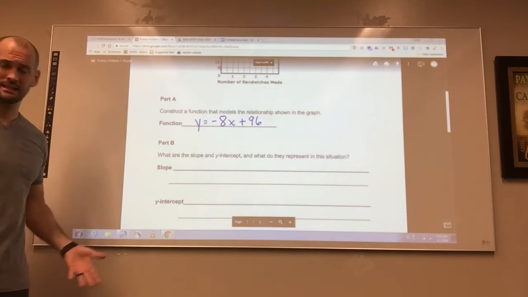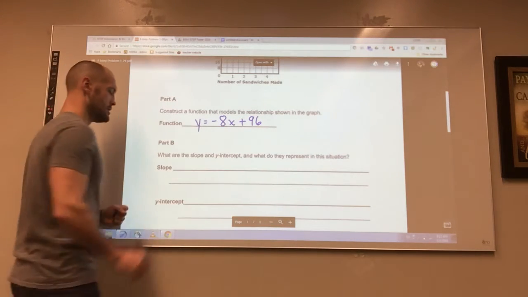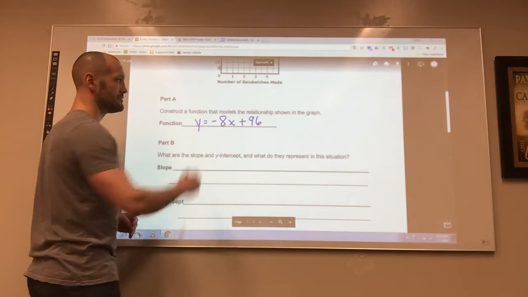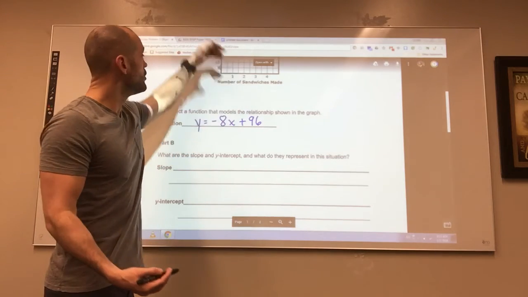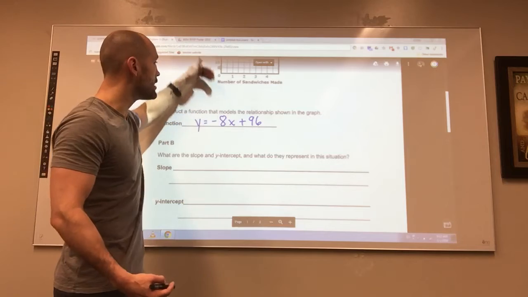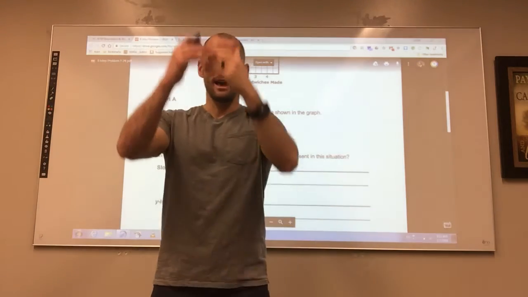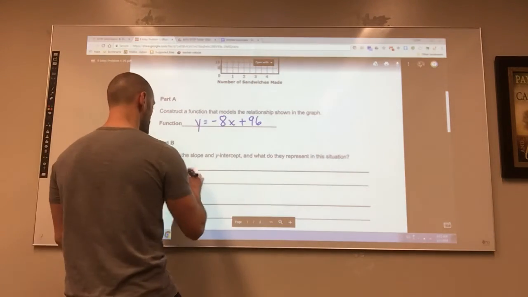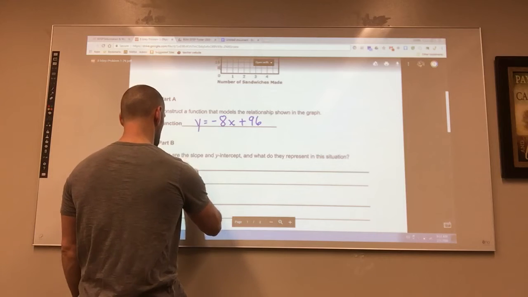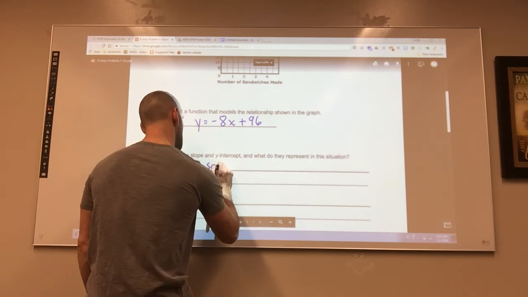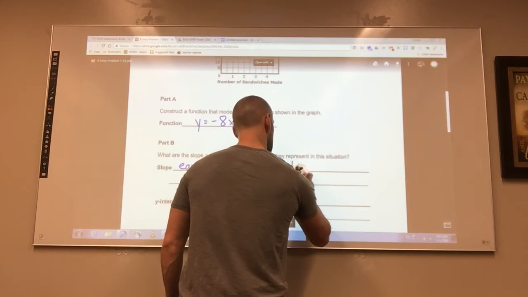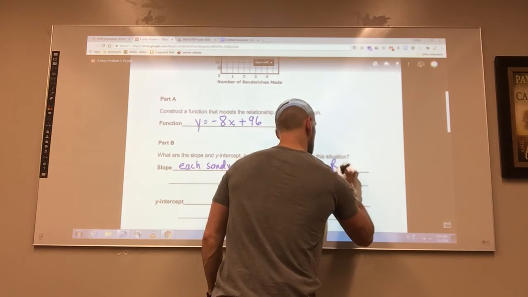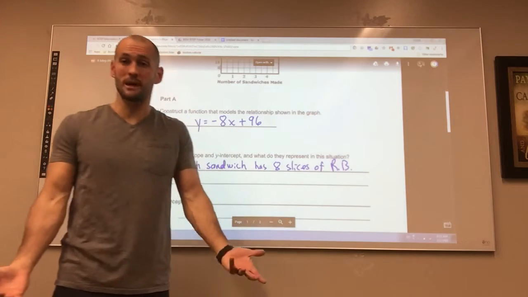Now, what does that mean? So when I see a slope of -8 here representing this, think about it. As we went from 0 to one sandwich, we went down 8 on the y, which is slices. So every sandwich, I lose 8 slices. So if we're just being very honest, what does the slope represent? Each sandwich has 8 slices of roast beef. That's really what my slope is telling me.